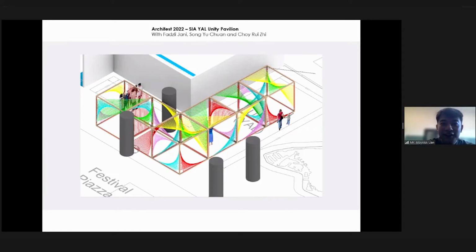This is a modular system because we want to think about the afterlife. There are always a lot of exhibitions that architects and designers are invited to, but it's rarely thought about what is the afterlife of the exhibition.